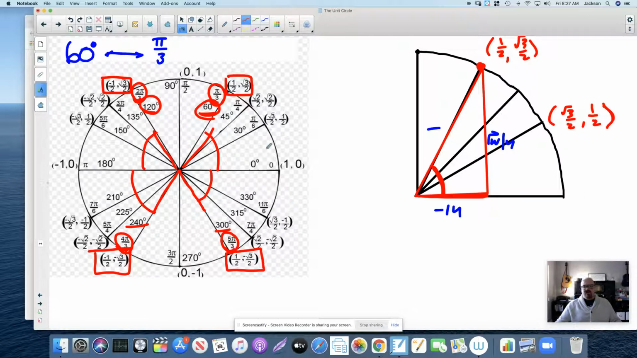Okay, and there are hundreds of ways to look at the symmetry and the patterns that exist in the unit circle. The purpose of these videos was just to explain where these coordinates come from and how we can use reference angles to determine all of the angles in radians and degrees that are located around the unit circle.